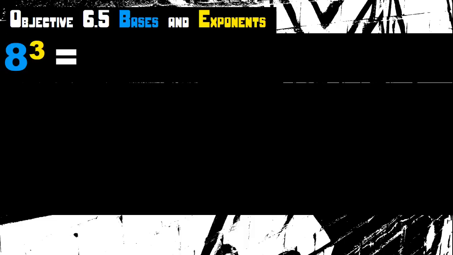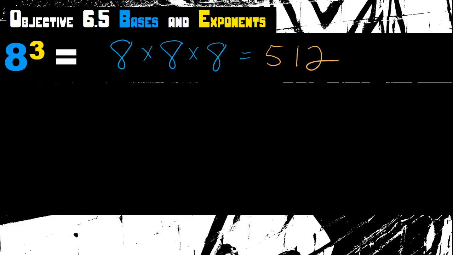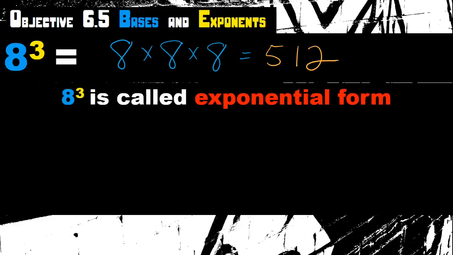So right now we have 8 to the third power. What we're going to do is write out our base, 8. The exponent 3 tells us we're going to multiply 8 three times. So we have 8 times 8 times 8. And when we do that in our handy-dandy calculator, it gives us a final answer of 512.